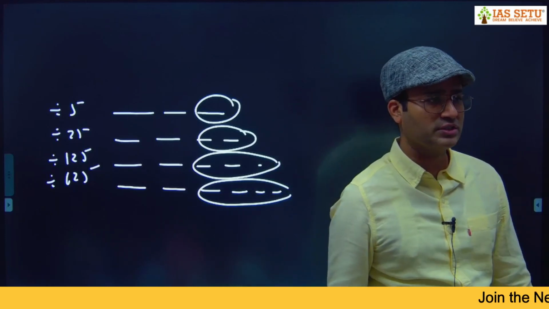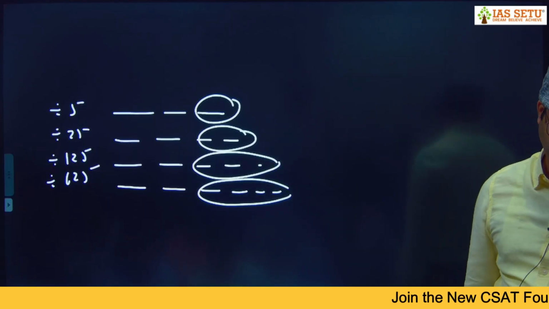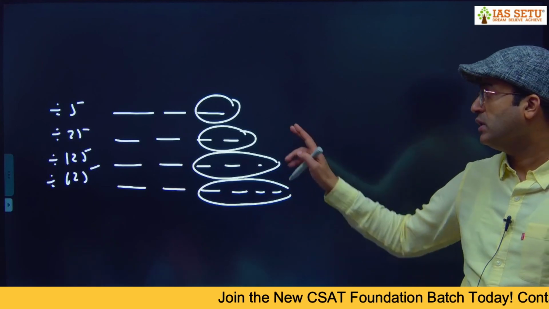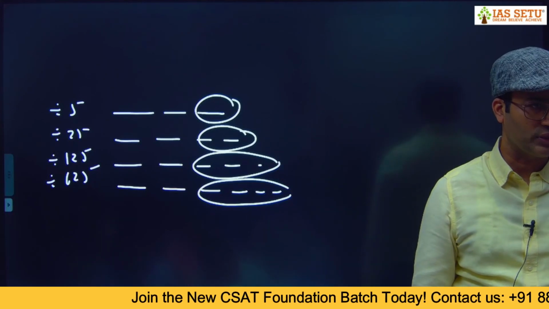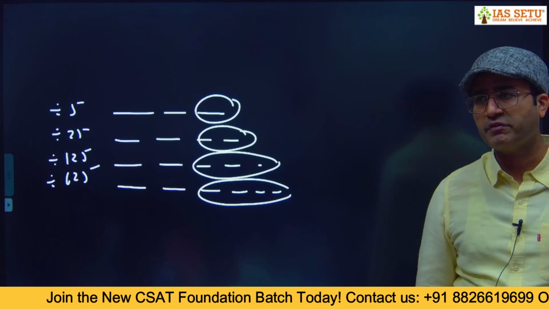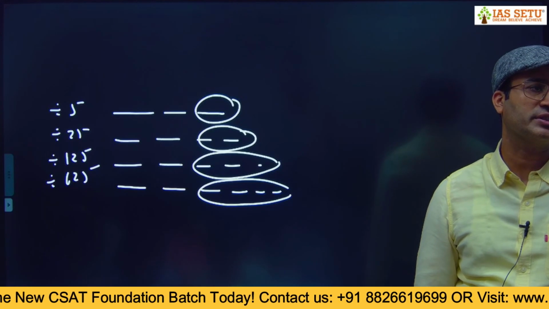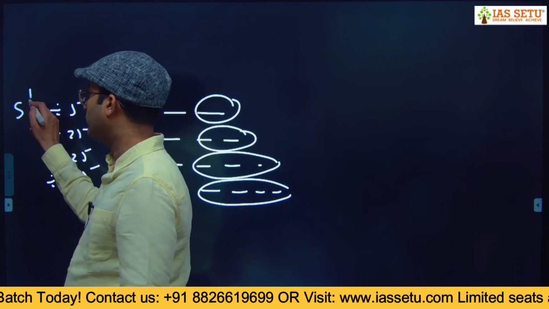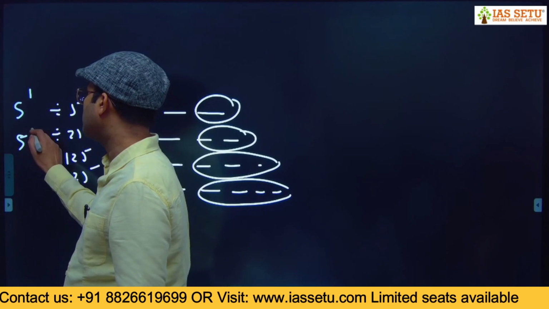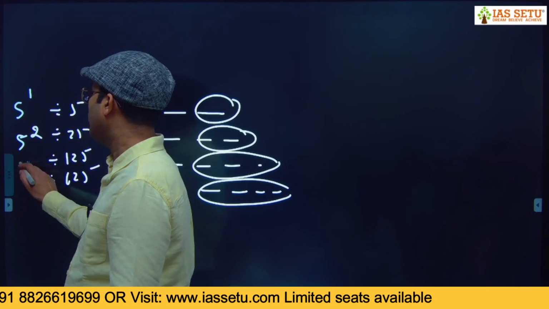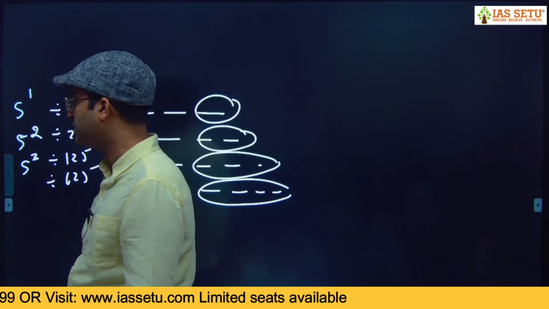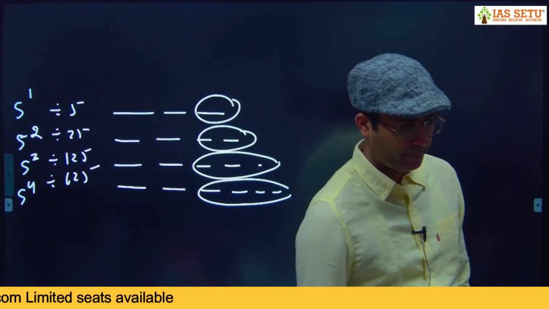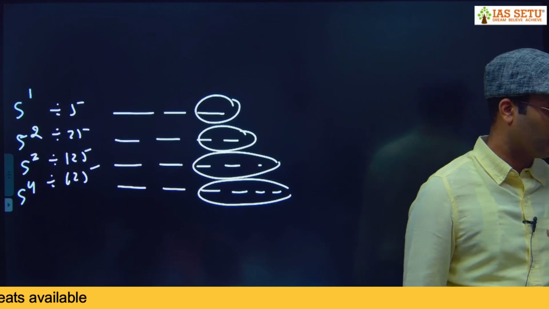This is one more concept we have. Divisibility of 5, we need only the last 1 digit. Divisibility of 25, last 2 digits. Divisibility of 125, last 3 digits. Divisibility of 625, last 4 digits. It is the same as the power. 5 to the power 1, we need 1 digit. 5 to the power 2, we need the last 2 digits. 5 to the power 3, we need the last 3 digits. 5 to the power 4, we need to check the last 4 digits. So you can remember this separately.